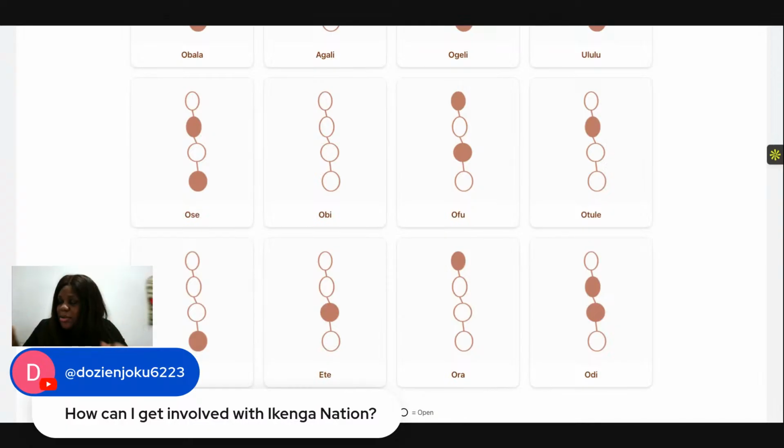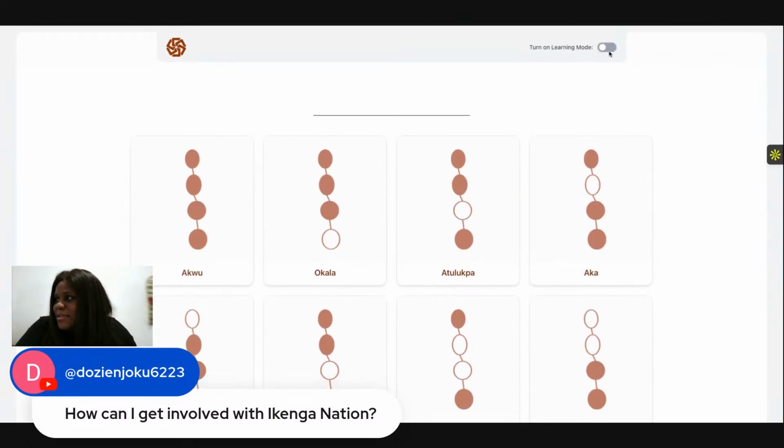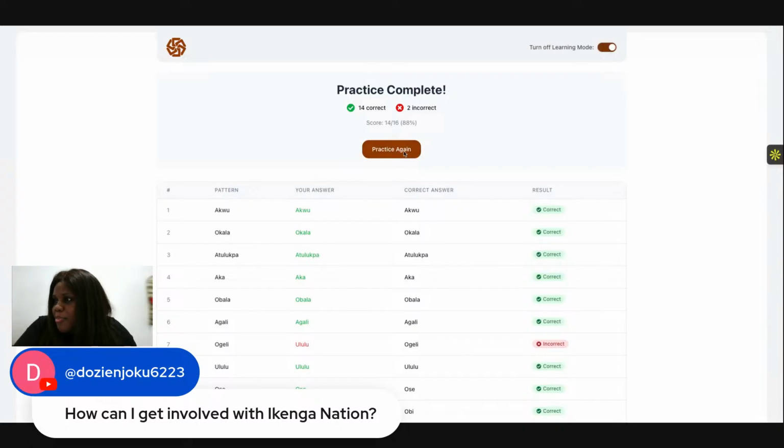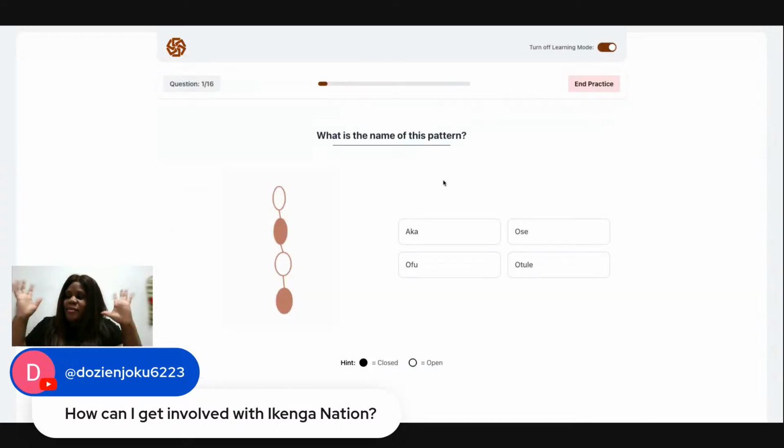And then OD. Oh, OD is another one that I always forget. I'll try to remember OD. OD and Ete. Ete and OD. Those are the two that I'm gonna fail this time. I know it. Okay, let's try and see if we can remember them. Let's take the test. Practice again. Okay, already blank. Already blank. Okay, it's not Aka. It's not Aka. It's not Otule.